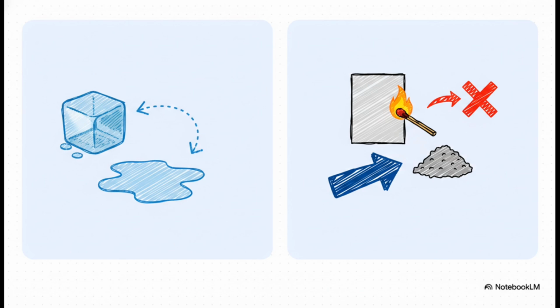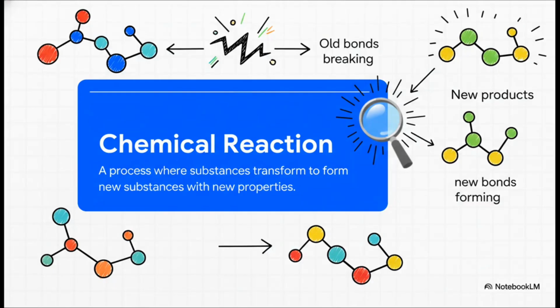It's reversible. But a chemical change, that creates a brand new substance. Think about burning paper. It turns into ash. You can't unburn it. That permanent, irreversible change is your big clue that a chemical reaction has happened. So a chemical reaction is just the process behind that chemical change.